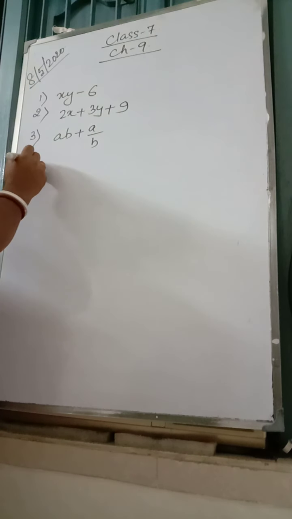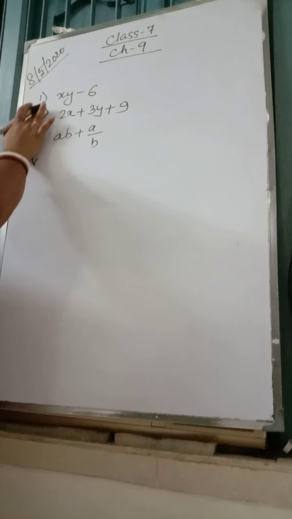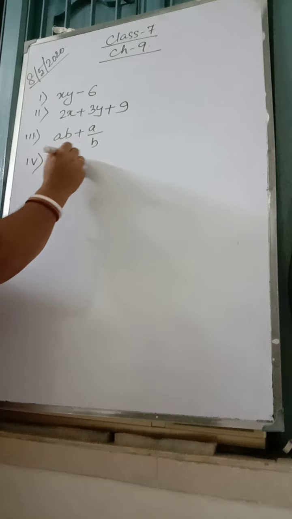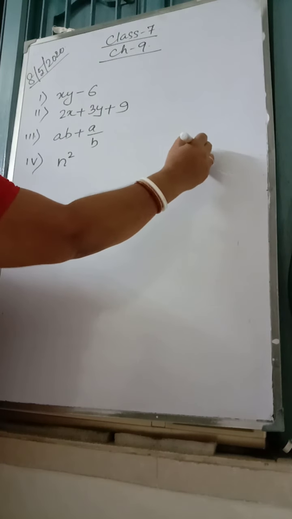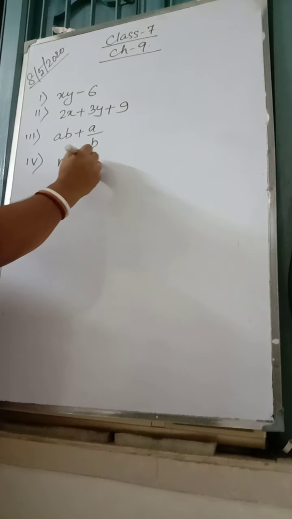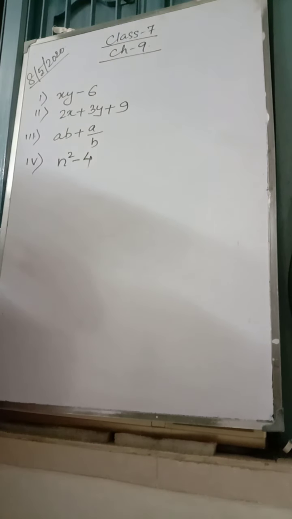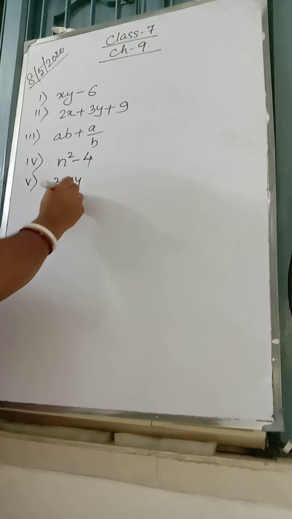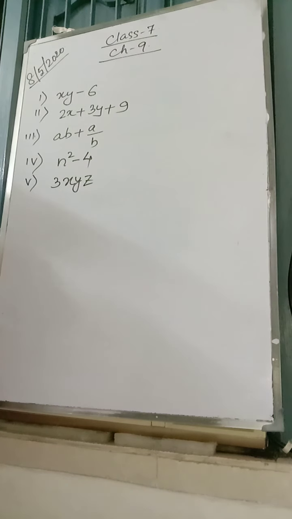Number 4, that is, a number n multiplied with itself decreased by 4. N multiplied with itself gives you n square. We know n into n gives you n square. So n square decreased by 4 is minus 4. Number 5. 3 times the product of x, y and z. So x, y, z into 3.